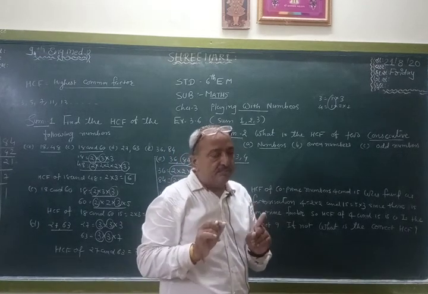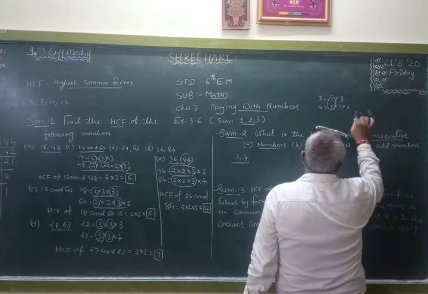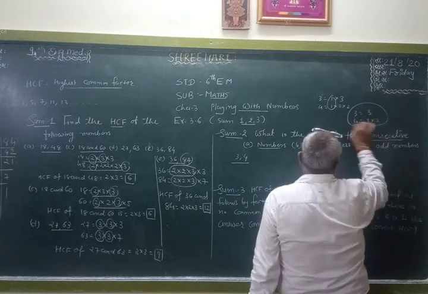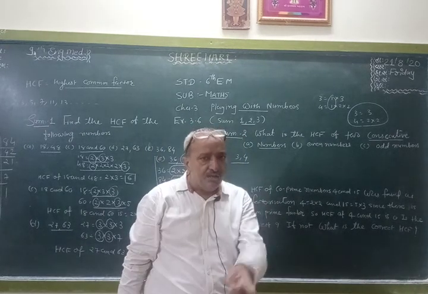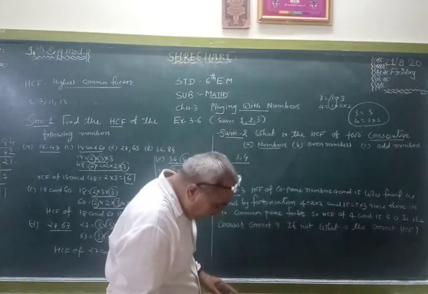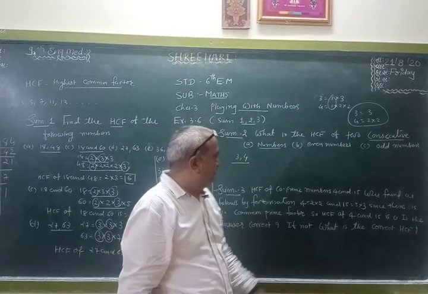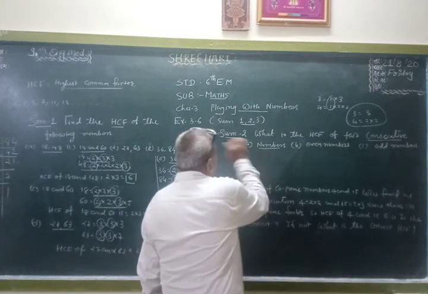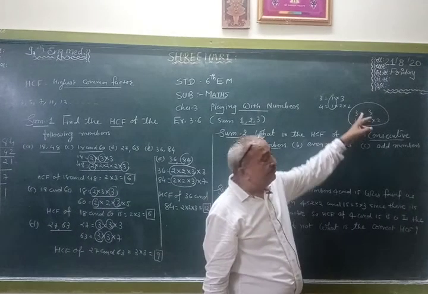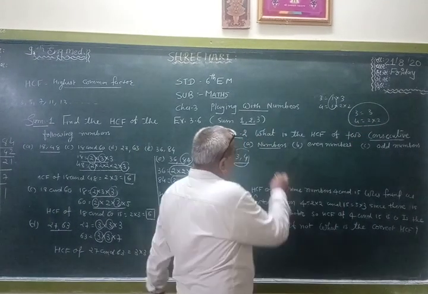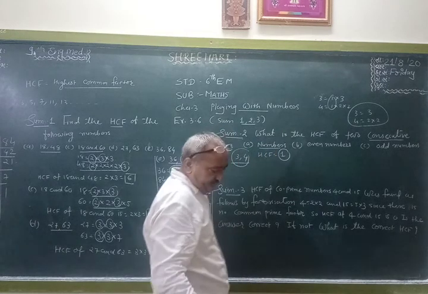Friends, remember, if we do it directly, 3 is prime, so only 3 and 4, 2 times 2 is 4, there is nothing the same here, but 1 is a factor of all numbers. So 1 is always common in any 2 numbers or any 3 numbers. So friends, consecutive numbers have no same factor, so the HCF of consecutive numbers is always 1.